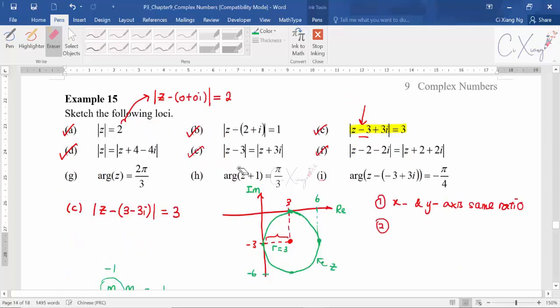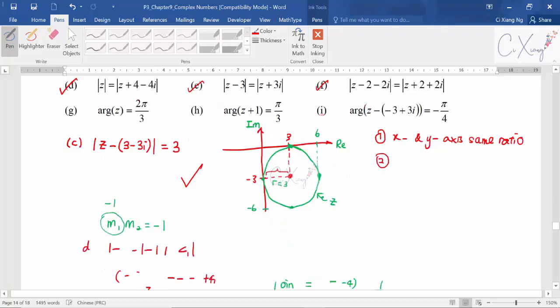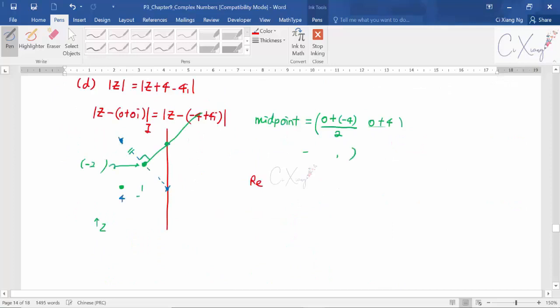For example 5, maybe I will try one example with you, and then you try the other two on your own. Then after that, you try to check the answer. So maybe I will try part H with you. Then you try G and also I. Let's have a look for part H.